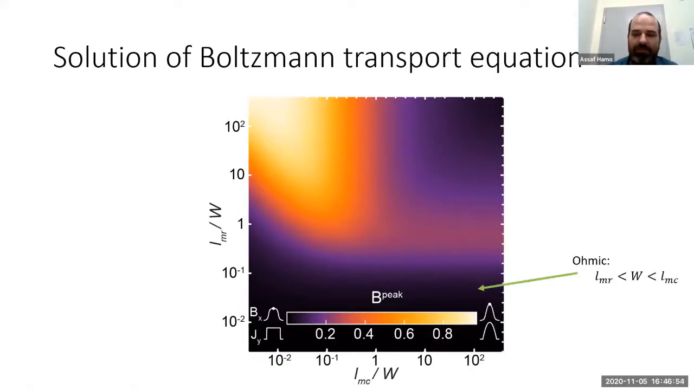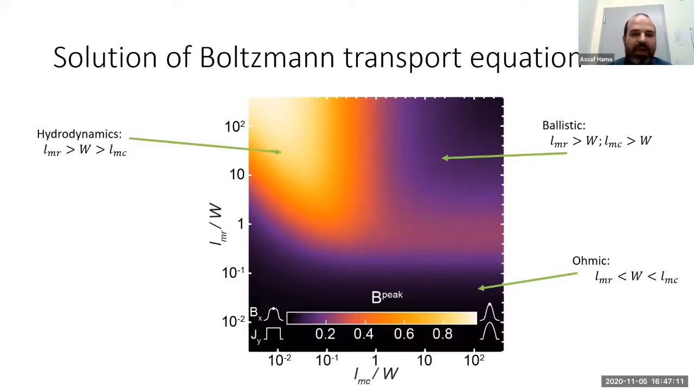You have the ohmic region, where the momentum relaxing interaction is the fastest. You have the ballistic region, where both the momentum relaxing mean free path and the momentum conserving mean free path are longer than the width of the sample. And you have the hydrodynamic region, where the fastest interaction is the interaction between the electrons.